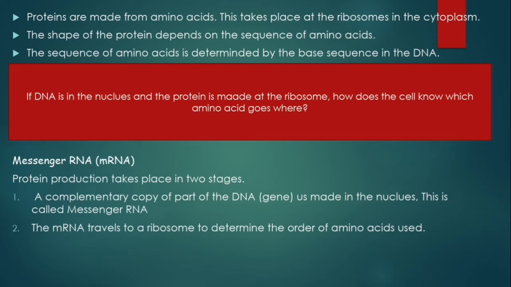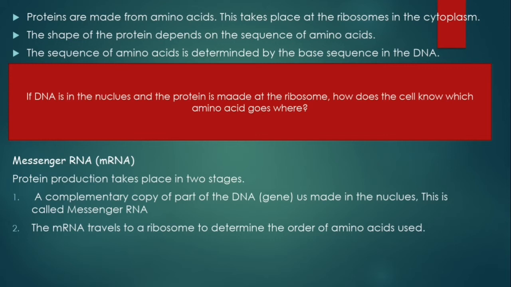Protein production takes place in two stages. In the first stage, a complementary copy of the part of the DNA, or gene, or genetic code, is made in the nucleus. This is called messenger RNA. The messenger RNA travels to a ribosome to determine the order of amino acids used in stage 2.